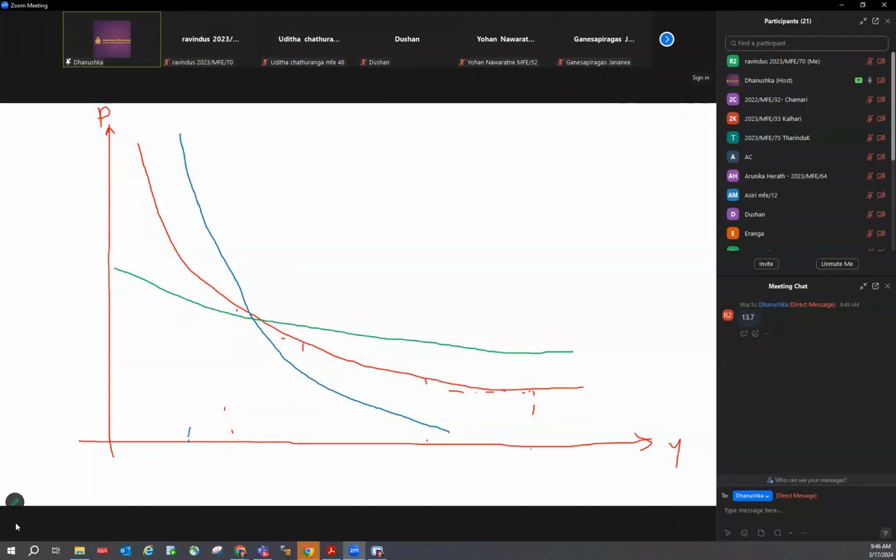Let's say from this point, unfortunately, I could draw better yesterday than I can today.